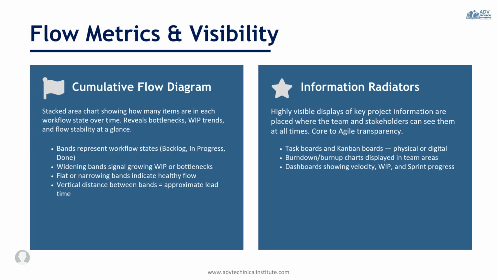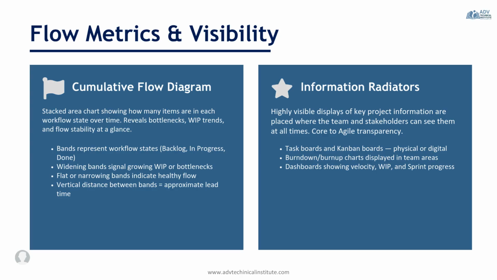For example, if the testing band continues to grow, the team may not have enough testing capacity to keep up with development. When the bands remain relatively stable and parallel, it generally indicates a healthy and predictable workflow. So Agile teams use the cumulative flow diagram to monitor work in progress, improve flow efficiency, and identify process issues before they become major problems.